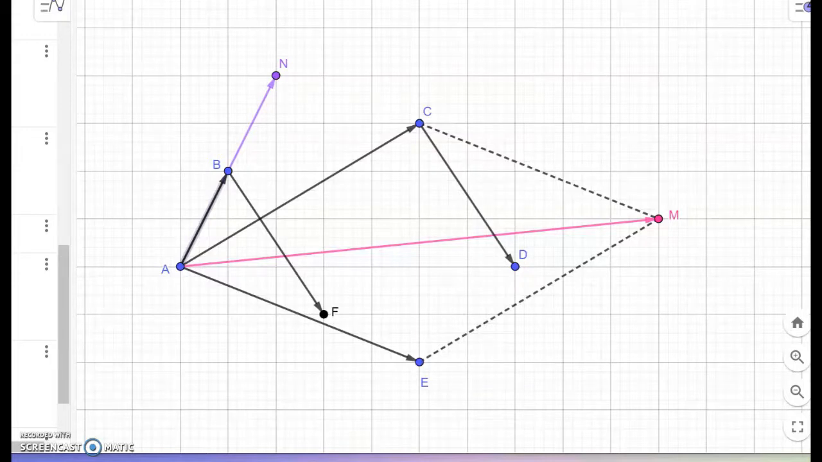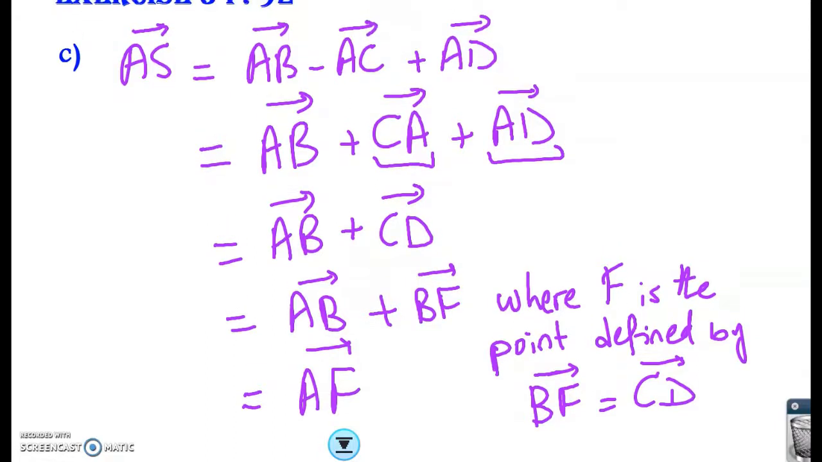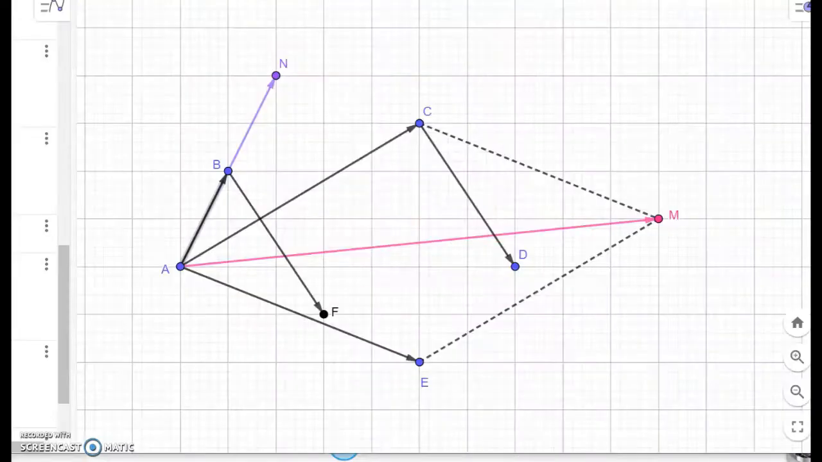Now, going back to the question, we have AB plus BF is AS. So notice this is equal to AF. Okay? So AS is equal to AF. Since AS is equal to AF and A is the same point here, then S and F are confounded. They're at the same point. So S and F are confounded. So I will just plot point S above.